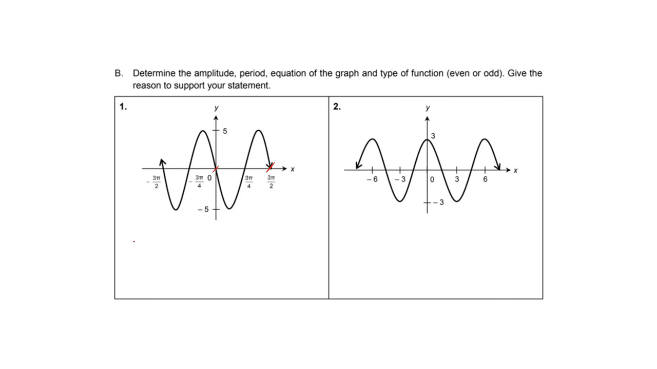Okay, amplitude. Amplitude boleh tengok ketinggian dia belah atas ni 5, bawah -5. So amplitude equal 5.